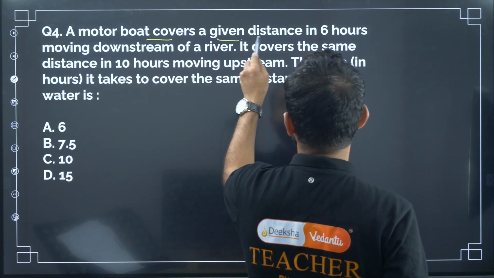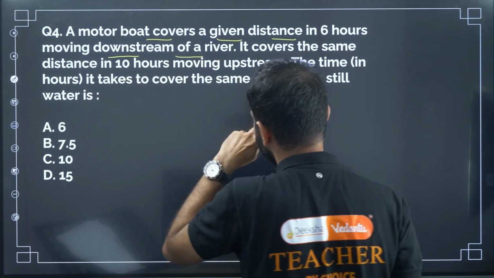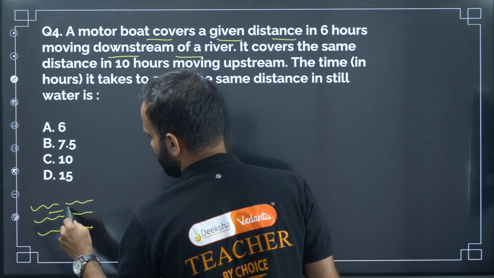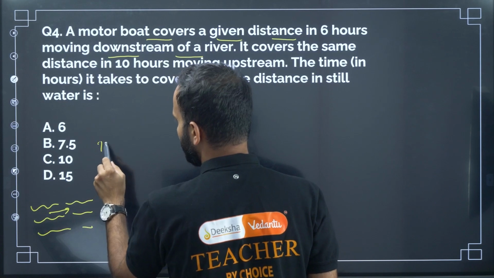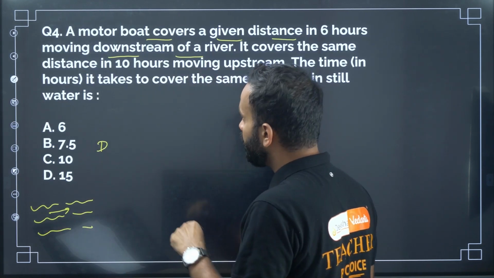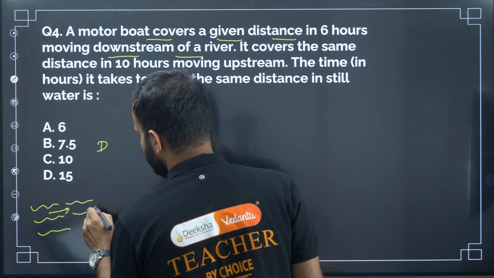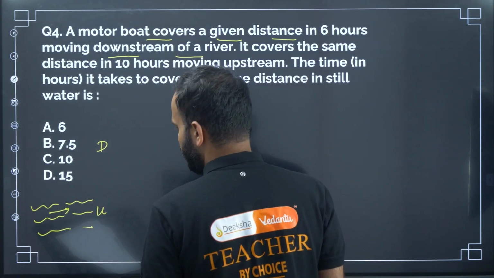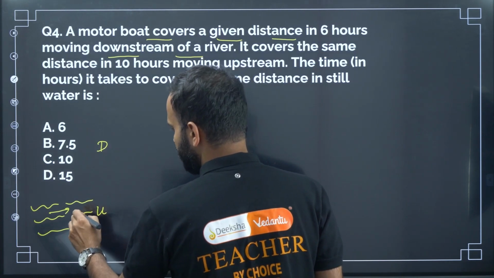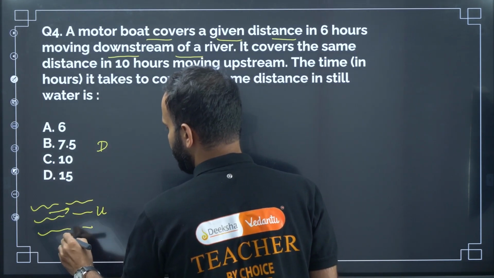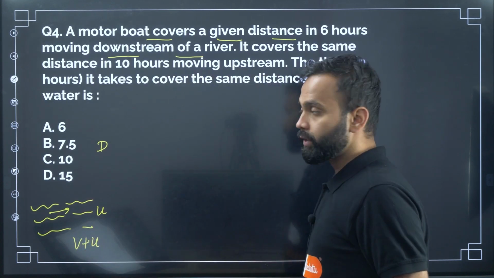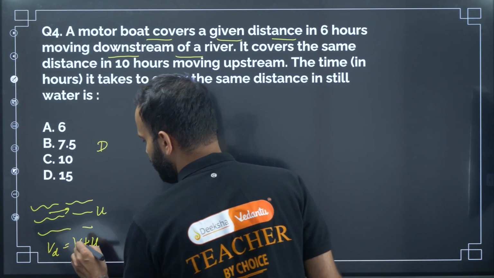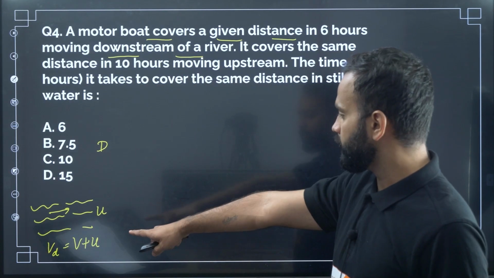A motorboat covers a given distance in 6 hours moving downstream of a river. So this is the river, and this is the direction of the downstream. Let's say D is the distance covered by the motorboat moving downstream. The velocity of the river is U. The velocity of the motorboat will be V plus U, where V is the velocity of the motorboat in still water. Here downstream Vd, the velocity of the motorboat, is V plus U.